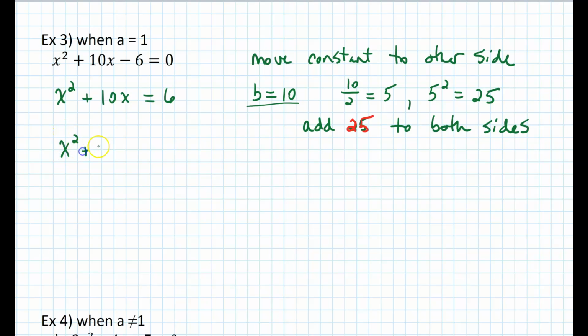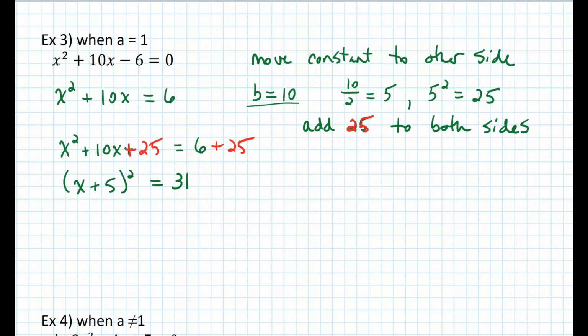So we get x squared plus 10x plus 25, and then I'm going to add my 25 to the other side, plus 25. Okay, so what we have done is we have forced the left side into a perfect square trinomial, which means we already know what the factorization is going to be. x plus 5 squared is equal to 6 plus 25, which is 31.